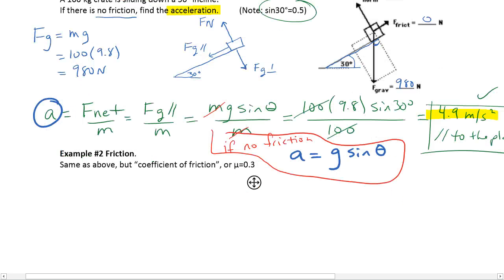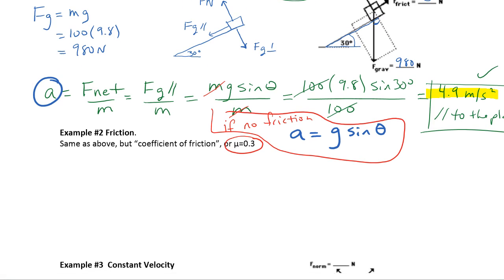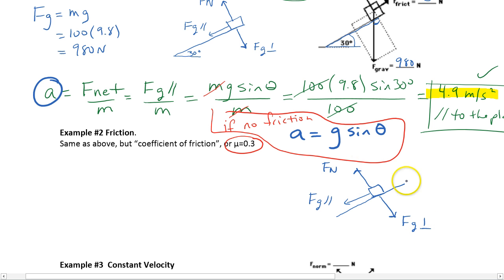Okay, so let's do the second example now when there is friction. And we're going to use a friction coefficient of 0.3. I'll just draw the diagram again here. So we've got this inclined plane, and we've got this object here. We have already figured out that this is FG parallel. This is FG perpendicular. This is the normal force, and this will be the friction force. I'm going to draw the friction force a bit smaller because I'm going to presume that it's still going to have a little bit of acceleration down the inclined plane.